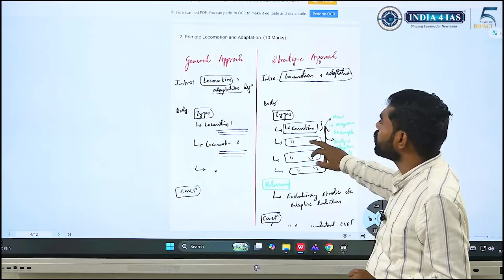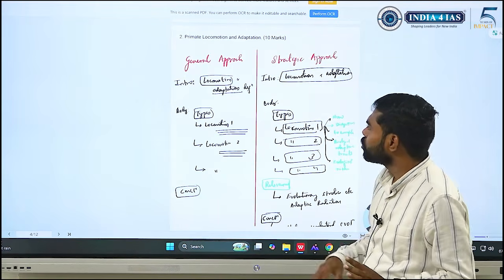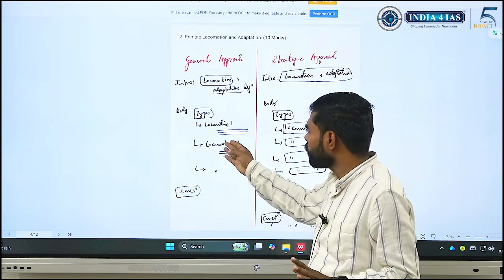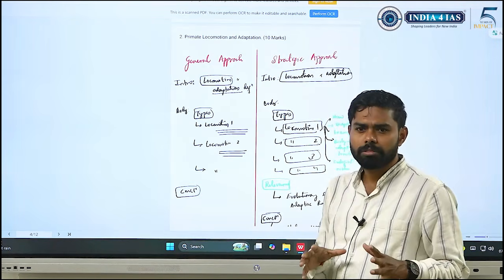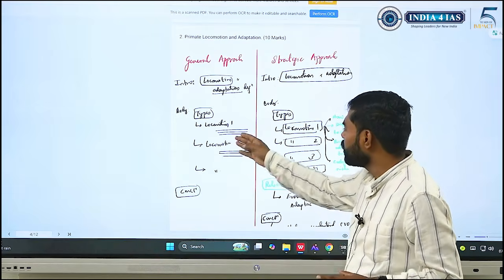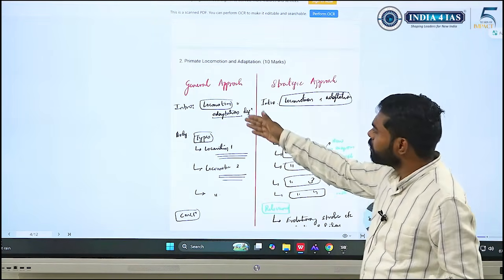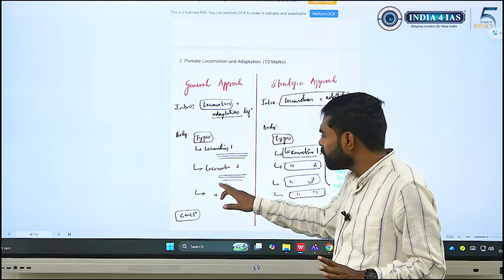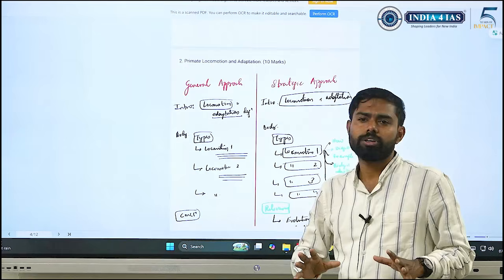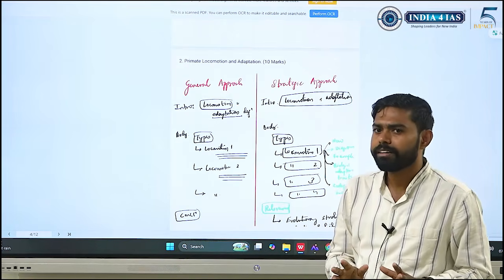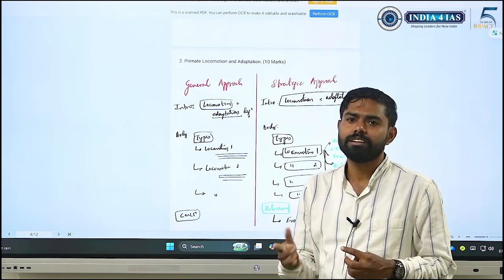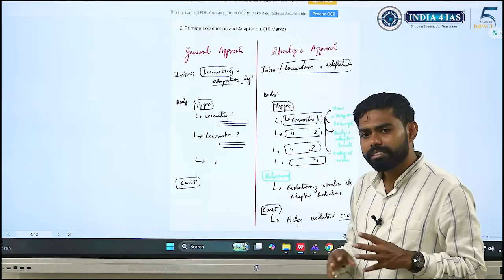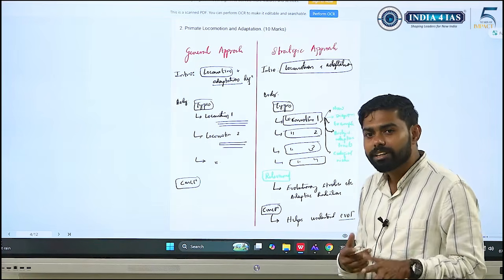Now coming to the second question, primate locomotion and adaptation. The general approach would be: define locomotion, then types, since there are different types of locomotion: knuckle walking, vertical clinging, leaping, etc., and then the conclusion. This is very straightforward, but if we forget something, we will be choked, not have enough points to write, and lose extra seconds thinking and recalling. So I can try to write things in a structured manner where I'll get things instinctively.